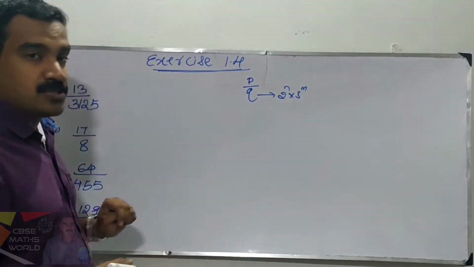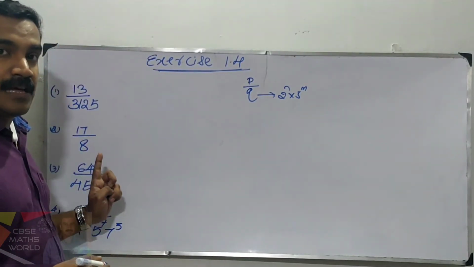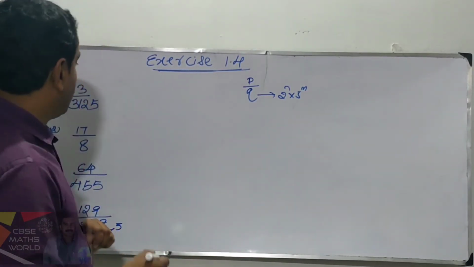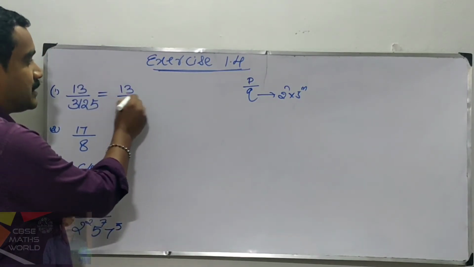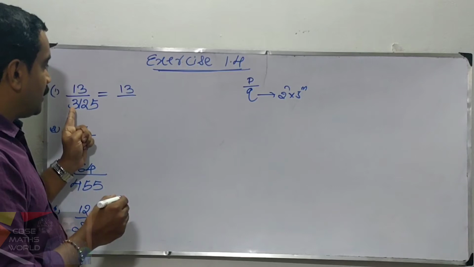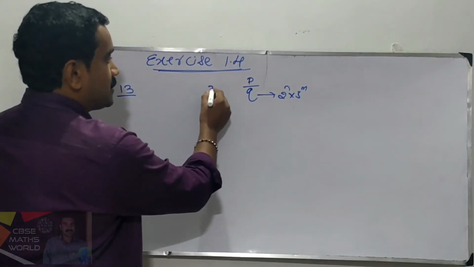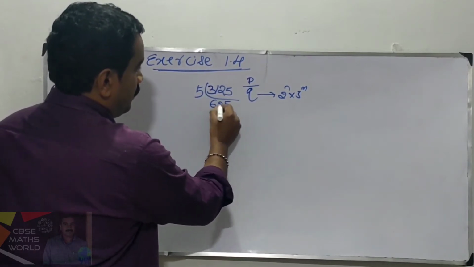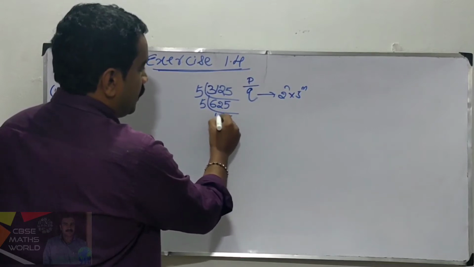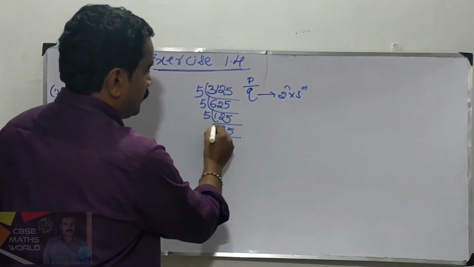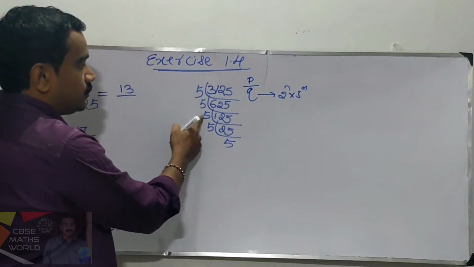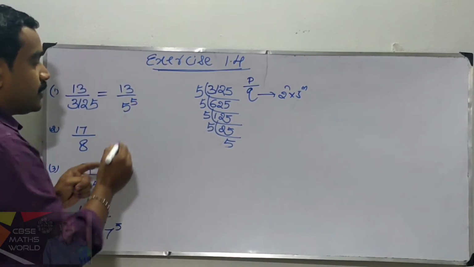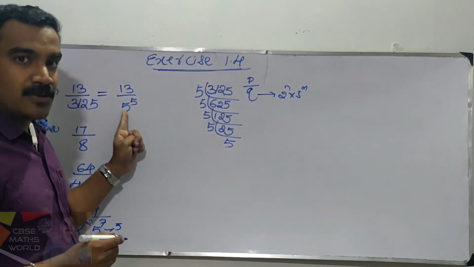Check the first question. We want to check whether the following numbers are terminating or non-terminating. We are not bothering about the numerator, we are checking only the denominator. What is the denominator here? 3125. Just factorize 3125. With 5 you will get 625, again with 5 you will get 125, again with 5 you will get 25, then again with 5 you will get 5. So how many 5s? 1, 2, 3, 4, 5. So you can write 13 as 13 and 3125 as 5 raised to 5. The only factor of the denominator is 5.